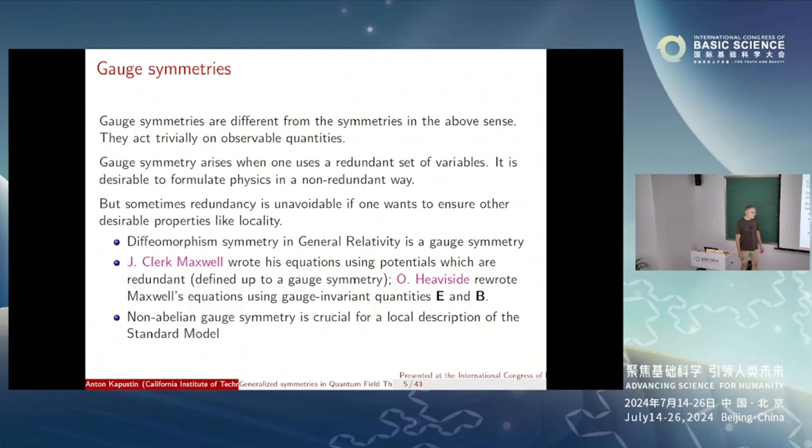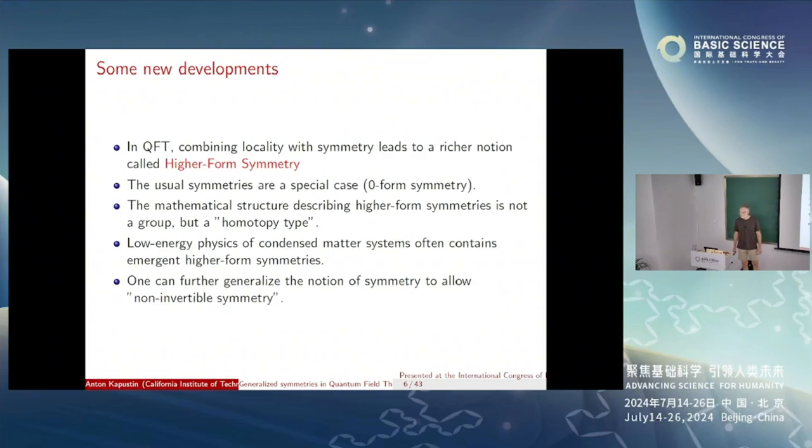But sometimes that doesn't work. A non-abelian gauge symmetry is crucial to have a local description of the standard model. So there's no way to rewrite the standard model using gauge invariant variables only. So it's all old hat.